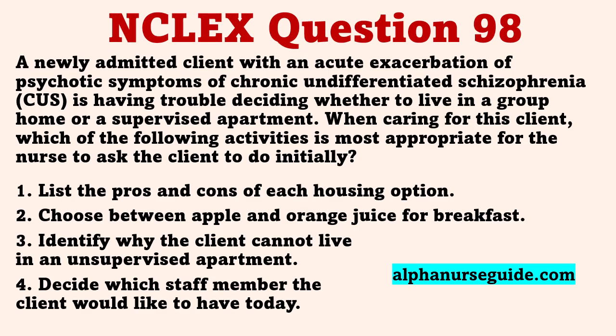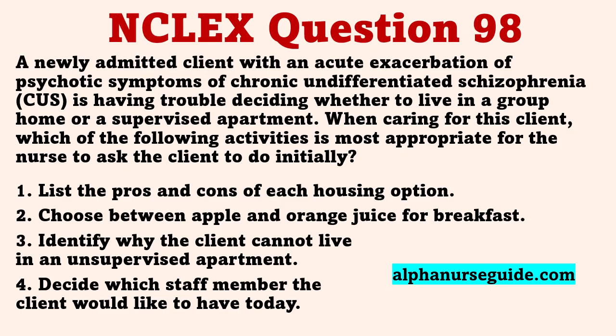A newly admitted client with an acute exacerbation of psychotic symptoms of chronic undifferentiated schizophrenia is having trouble deciding whether to live in a group home or a supervised apartment. When caring for this client, which of the following activities is most appropriate for the nurse to ask the client to do initially? 1. List the pros and cons of each housing option. 2. Choose between apple and orange juice for breakfast. 3. Identify why the client cannot live in an unsupervised apartment. 4. Decide which staff member the client would like to have today. The correct answer is 2.